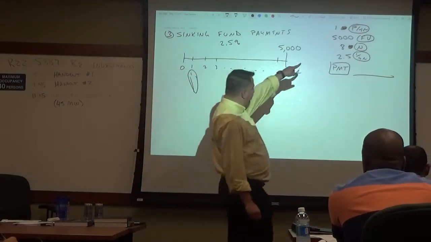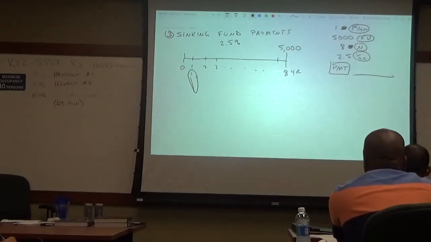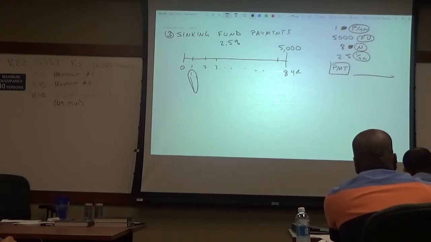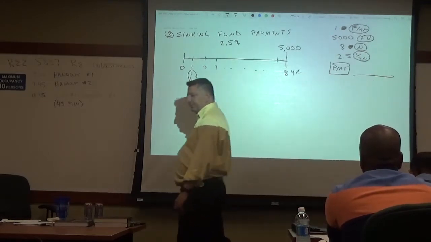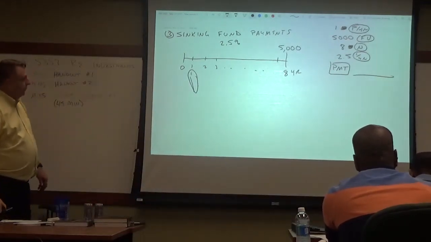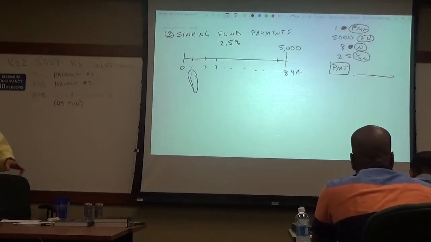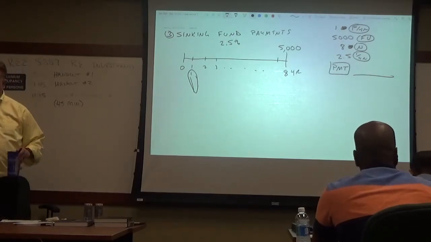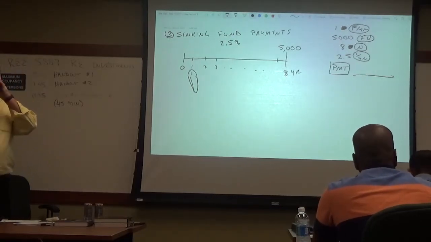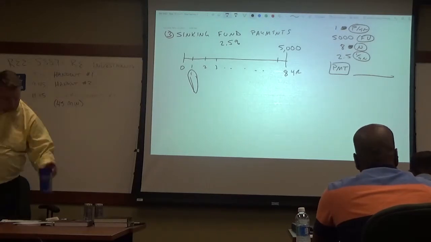Okay, so here's our setup. We don't have a present value amount because we're not looking at a lump sum that we're depositing. We're looking at a payment that we're going to deposit each year for those 8 years. So it should be something less than $625. Let's see what it is.